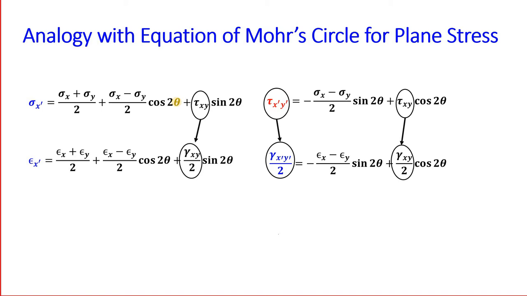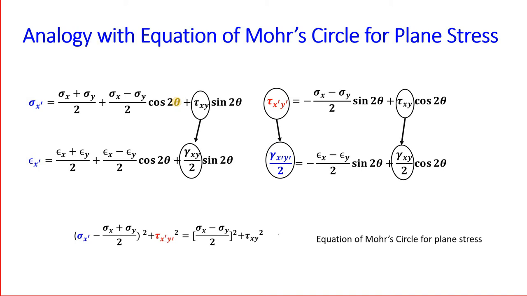So because of this similarity, most of the derivations that you have done for the stress transformation equations are also valid for the strain transformation equations, except with the difference as you can see encircled over here. For shear stress it is now half shear strain. That's the only difference mathematically.